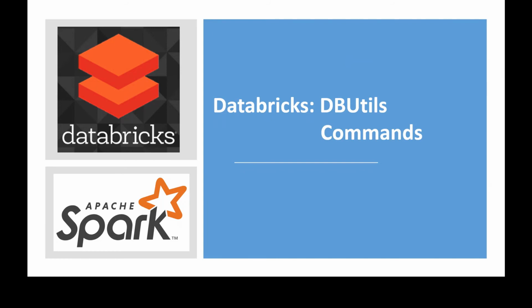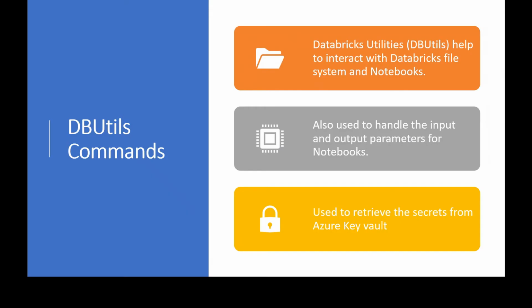In this tutorial, I'm going to explain Databricks utility commands. These commands are mainly used to interact with the Databricks file system, and also to run notebooks internally. For example, one notebook can call another notebook. So in order to run notebooks manually from one notebook, we can use these commands.